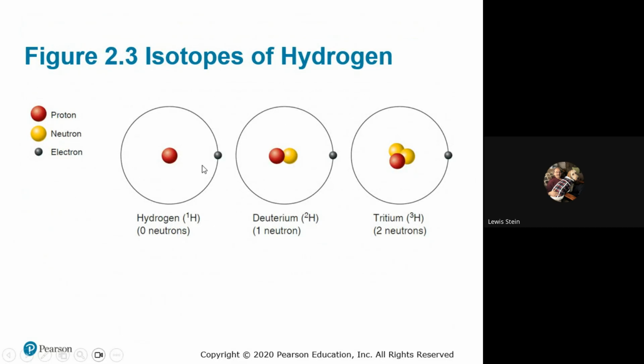So here's hydrogen. It can have 1 neutron, which we call deuterium, or it can have 2, which we can call tritium. So it's a very famous molecule. Now take oxygen, 8 protons, and in its outermost orbital it has only 6 electrons.